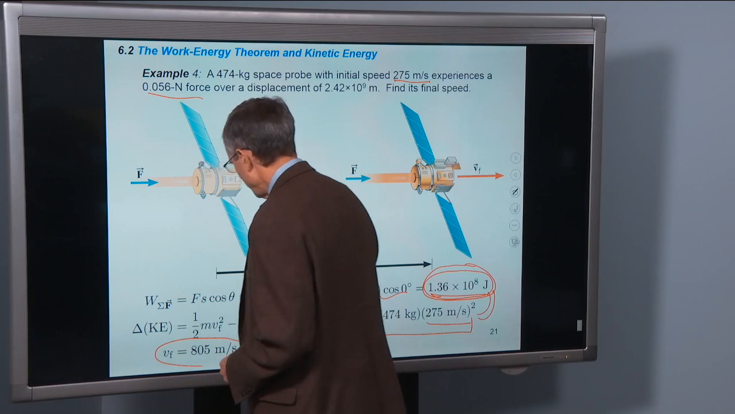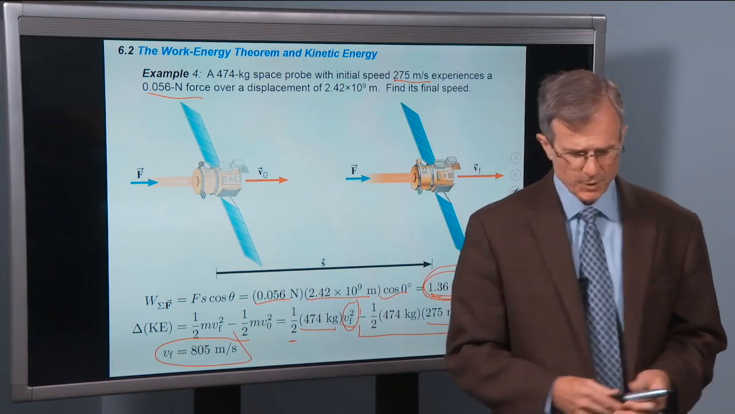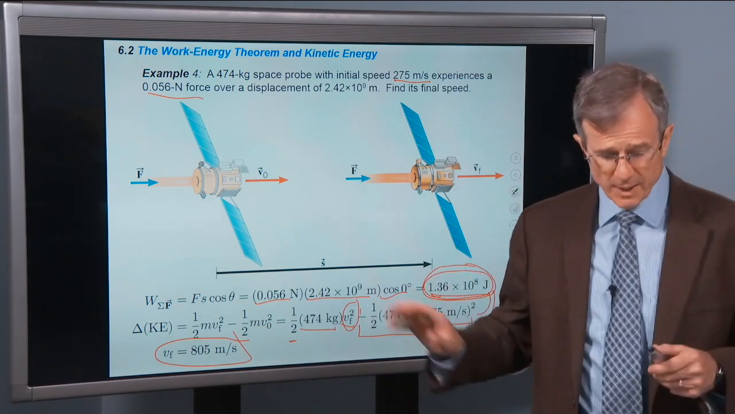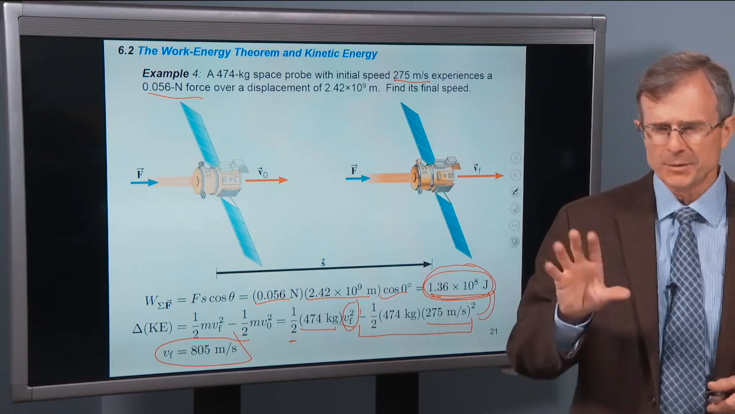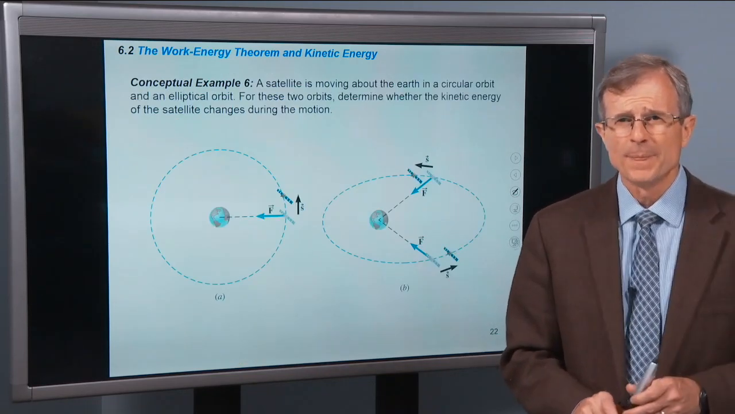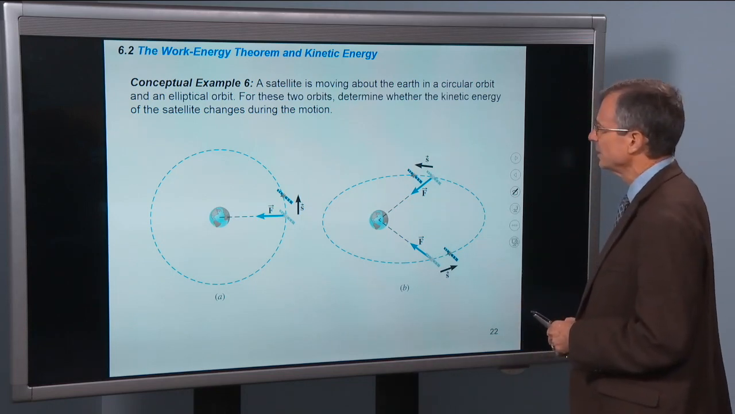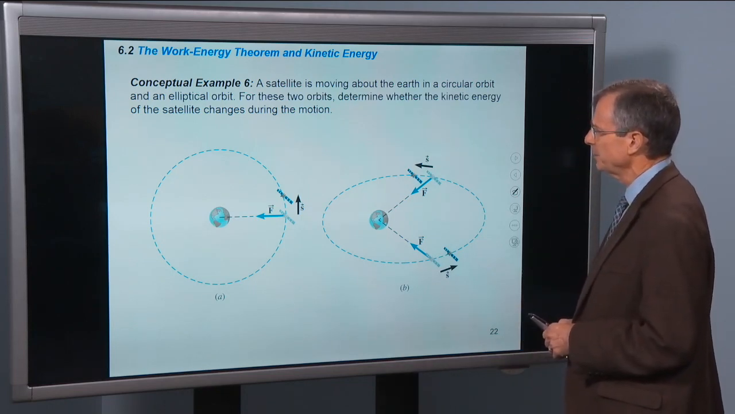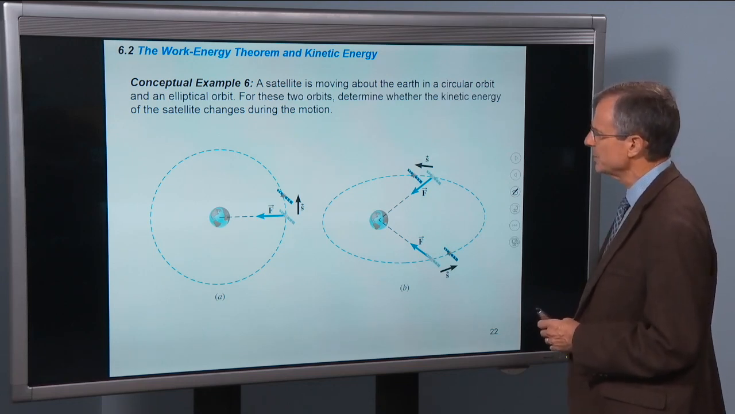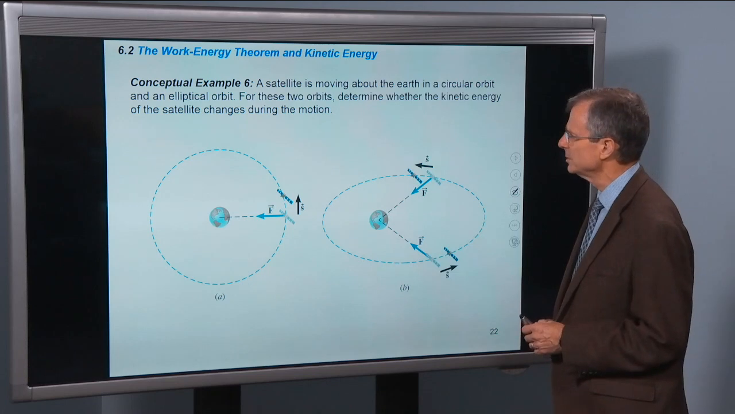So that's how to go about solving a problem using the work-energy theorem. You work out the algebra yourself. I gave you some hints on how to work out the algebra. Conceptual example. A satellite is moving about the Earth in a circular orbit and an elliptical orbit. For these two orbits, determine whether the kinetic energy of the satellite changes during the motion.